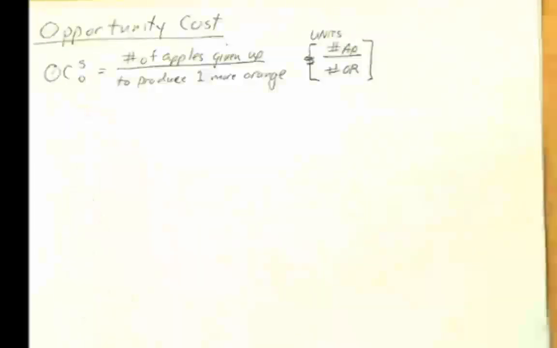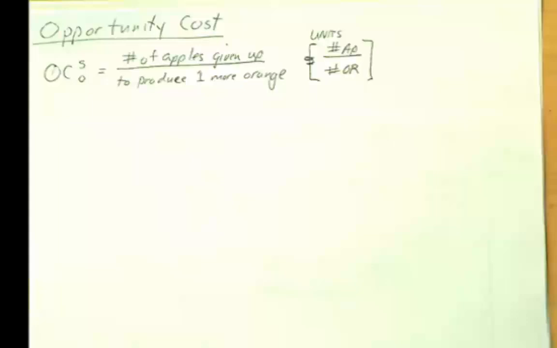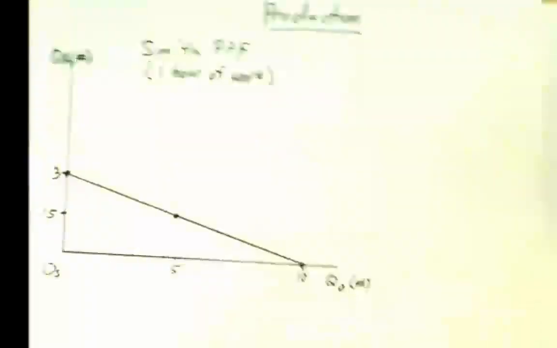Now, the opportunity cost of oranges for Smith is defined in general as the number of apples that he has to give up in order to produce another orange. As such, it's going to be in units of apples per orange. How many apples does he have to give up to produce one more orange? So there's the units. Now, it is going to turn out to be equal to a number of different things because we've got a number of different variables that we've defined along the way. The first thing, and most important perhaps, is that it's going to correspond to the negative of the slope of Smith's production possibility frontier. Let me flash this back up there to you.